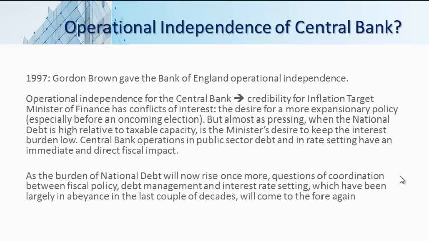Once inflation targeting became the standard, then this question of operational independence for the central bank became important. There are many reasons why independence of the central bank is just impossible, because the central bank provides money to the government. Monetary policy and fiscal policy have to be coordinated. Many decisions of the government have to be supported by the central bank. But if the central bank is seen as a part of the government, then there is no credibility for inflation targeting.